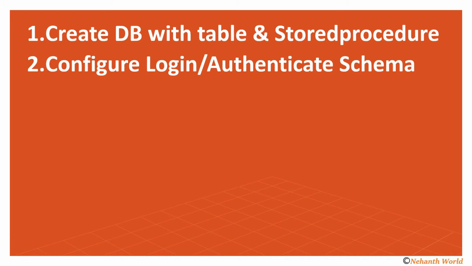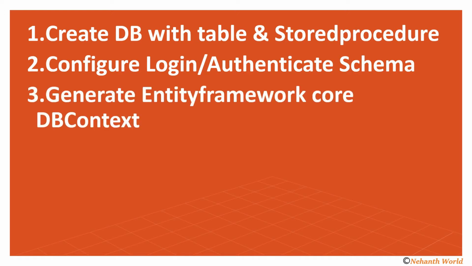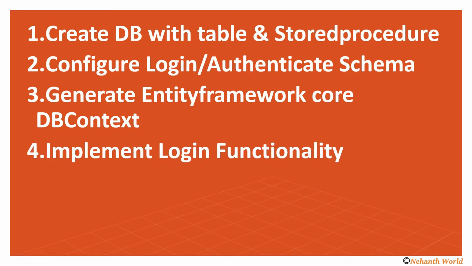Then the second one is configuring login or authentication schemas. In the startup.cs file we'll be configuring the authentication schema, the cookie authentication schema. In the third step, we will be generating the Entity Framework Core DB context for the DB we have created in step 1. Then the fourth step is implementing login functionality. With the fourth step, we'll be completing this video.